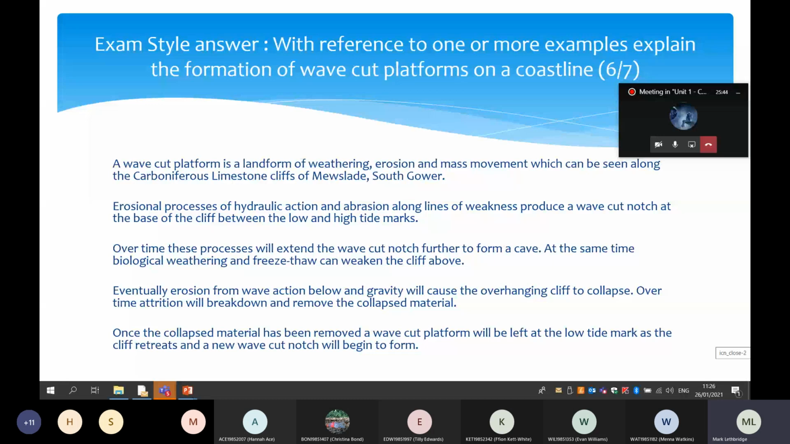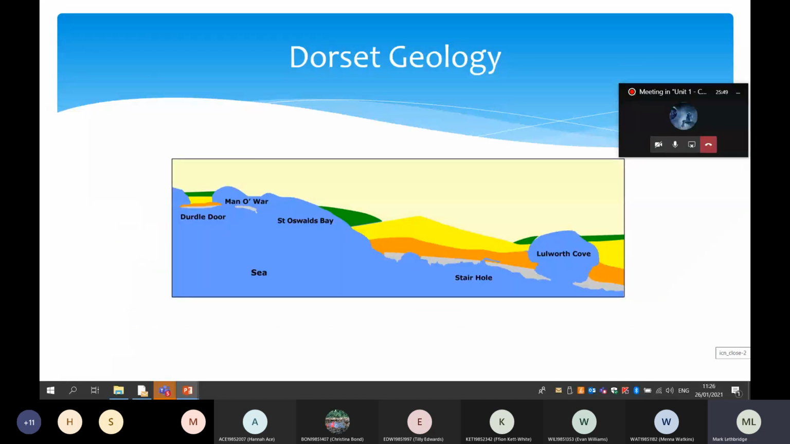Now, the Gower itself, in terms of its geology, gets relatively straightforward. There are places that get a little bit more complicated.